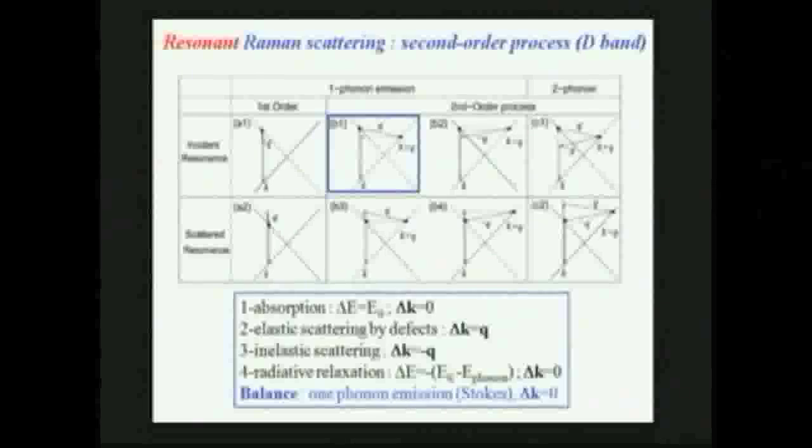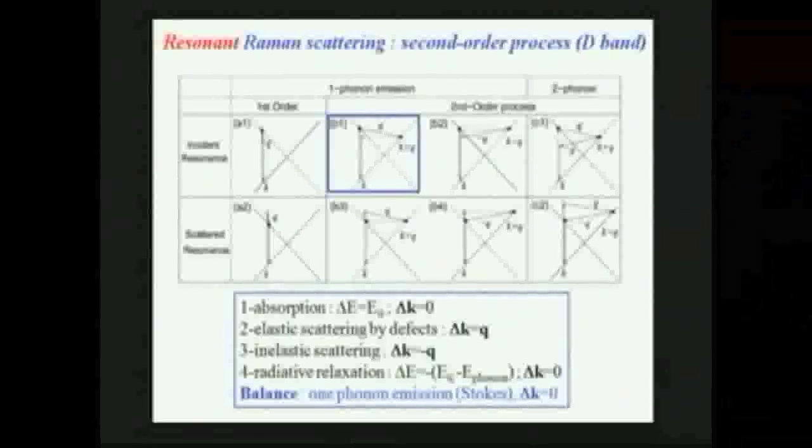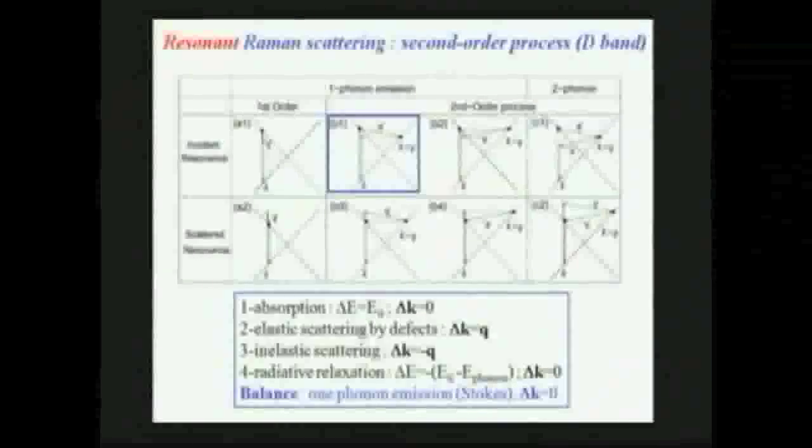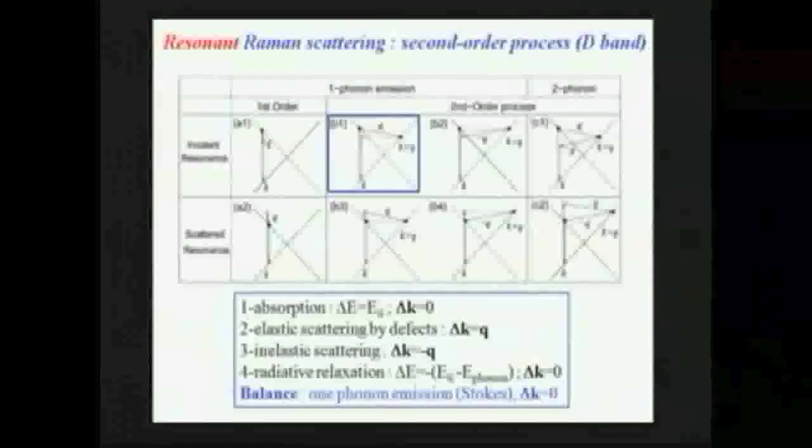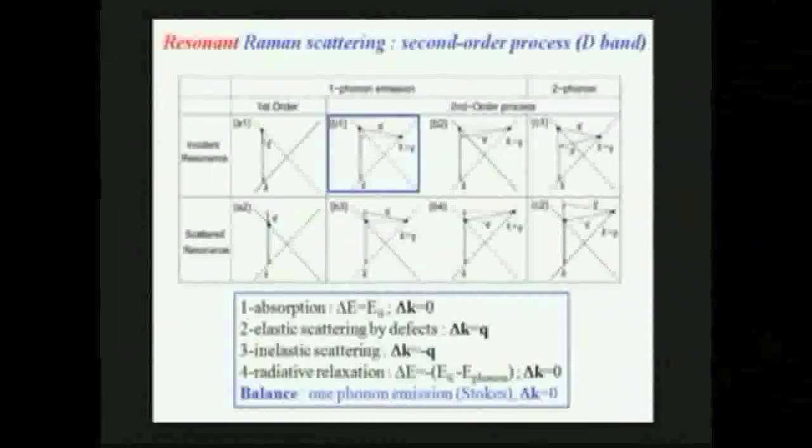Because the phonon here has a wave vector q which is non-zero, while here, the q is the wave vector of the phonon. Here the wave vector of the phonon is 0. Here the wave vector of the phonon is non-zero. So because the wave vector here is non-zero, the frequency of the corresponding phonon will be different.